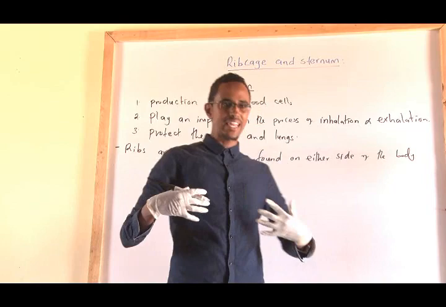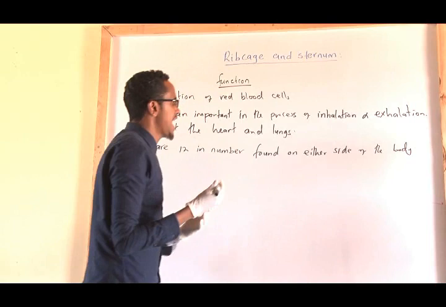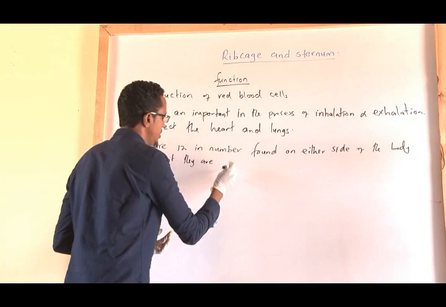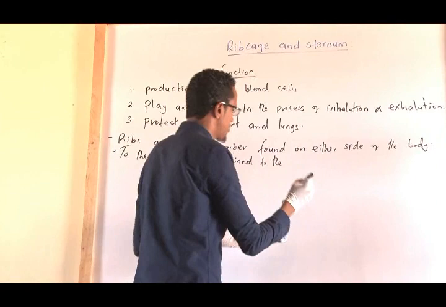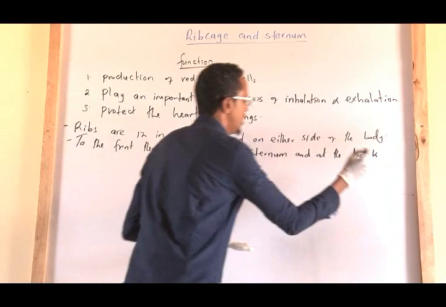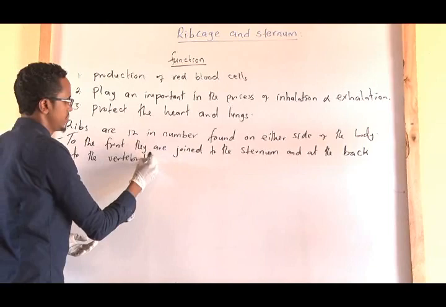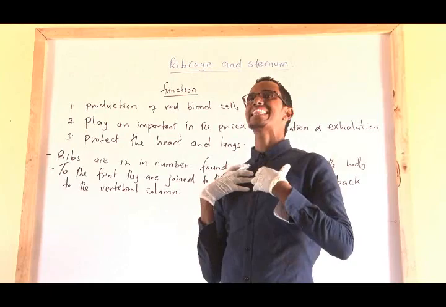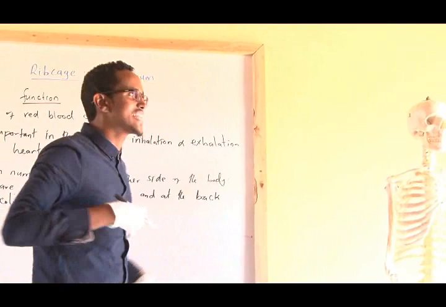Good. Ribs at the front are joined to the sternum, and at the back, to the vertebral column. The ribs are not hanging. At the front position, the ribs are attached to the sternum, to this particular bone here. And then at the back, they are attached to the bones of the vertebral column.